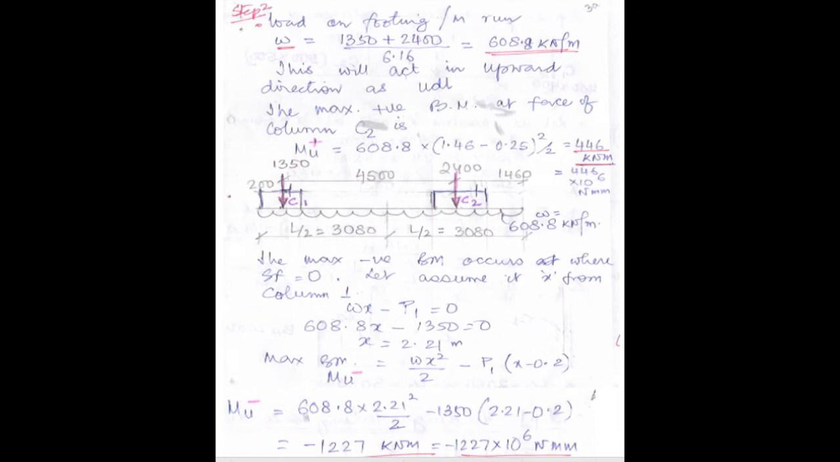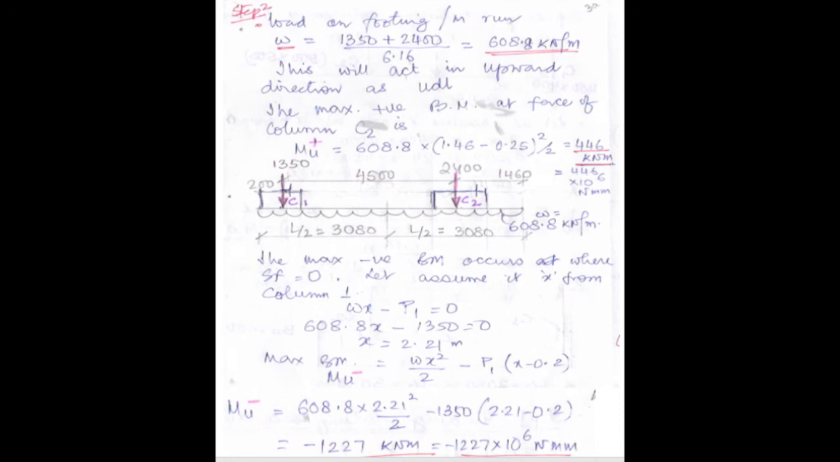Correct? So 1.46 meter minus 250 or 0.25, where did that come from? The size is 500 millimeter, so half of that is 0.25. If we subtract, 1.46 minus 0.25, we will get the remaining value, and that square by 2. So W x square by 2, here W L square by 2. So we get the positive bending moment value.